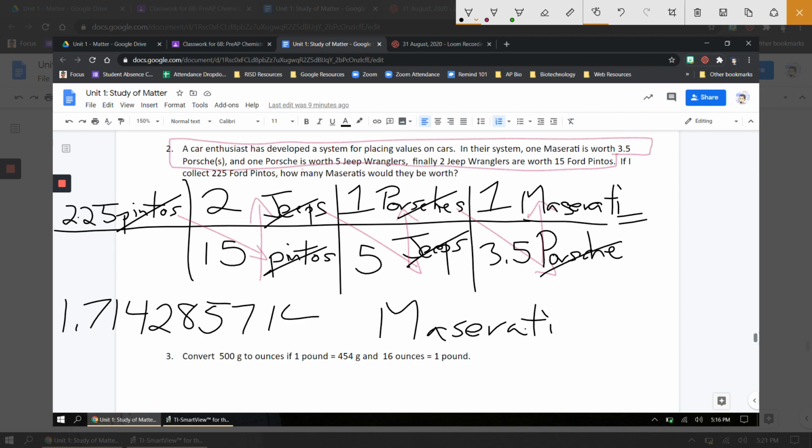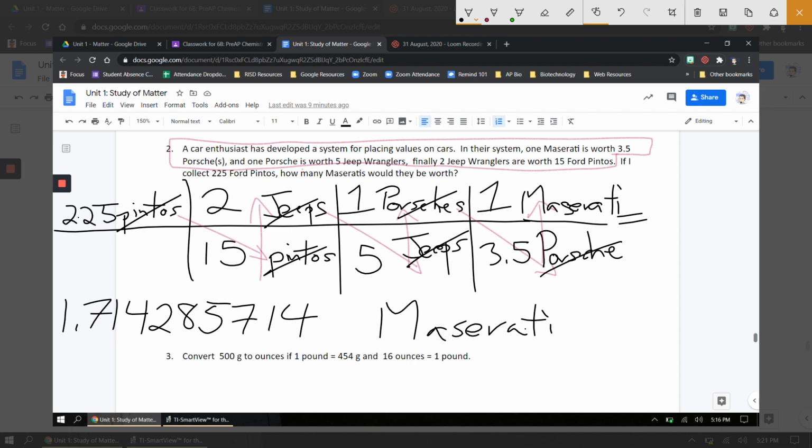1.714285714. Again, your teacher will tell you where to round or whether they would like you to do significant figures on this particular example. But I do know that if I collected 225 Ford Pintos, according to this scenario, that would be worth roughly 1.7 and some change Maseratis.